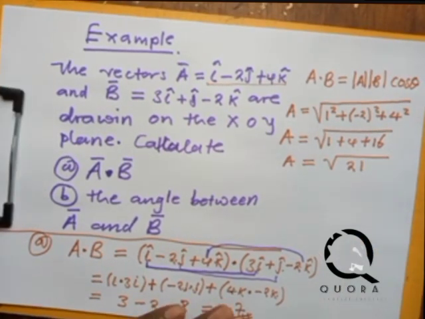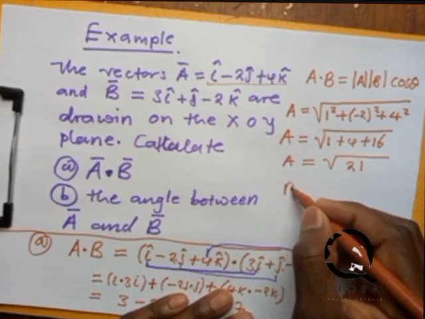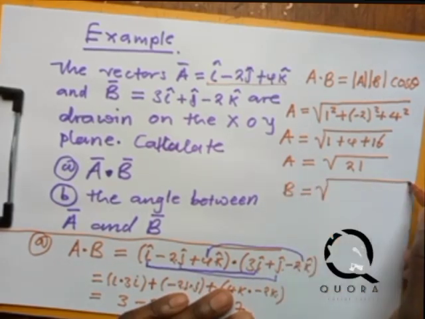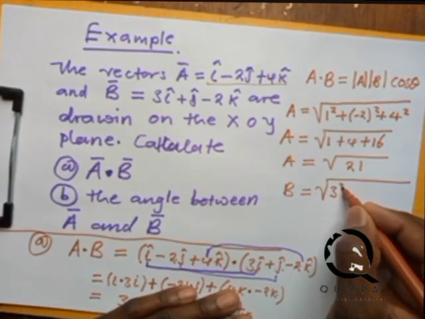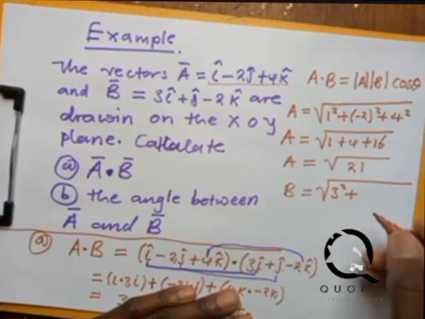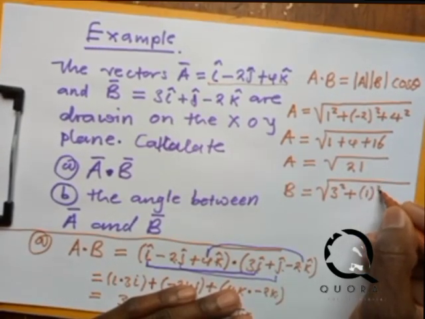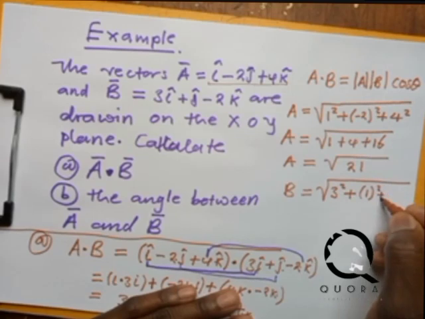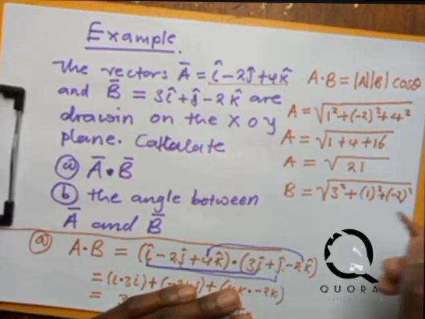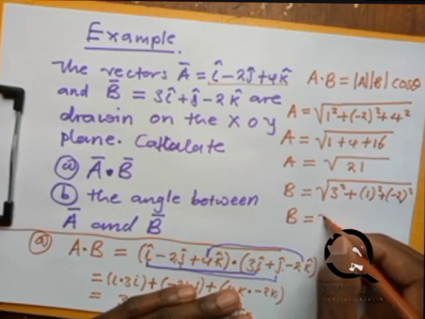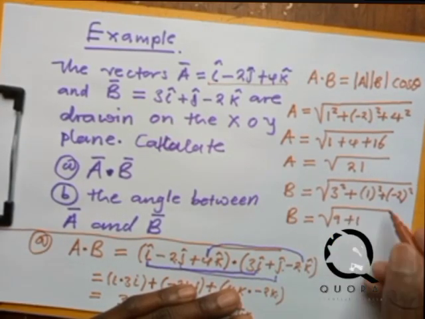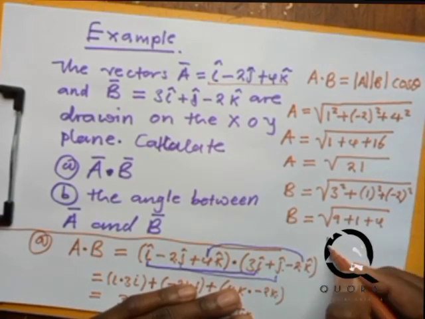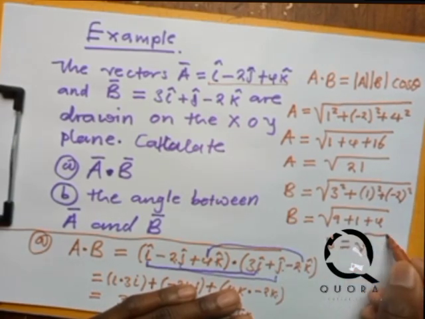Okay, you try to come to the magnitude of B. It must also be the same formula. So we are going to start with this one. I'll say 3 square plus, you come to the middle part, we have 1 square, and you come to that one, we have negative 2 square. The magnitude of B is going to be equal to root of 9 plus 1 plus 4, and the magnitude of B has to be equal to root 14.